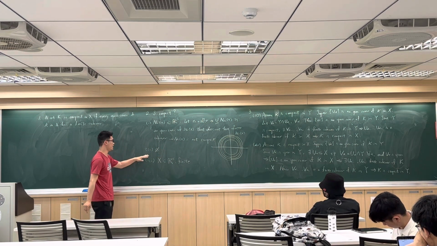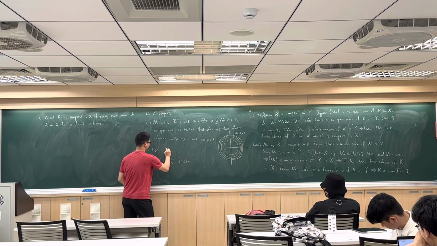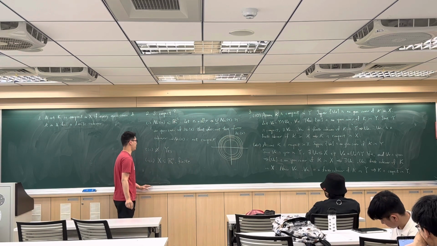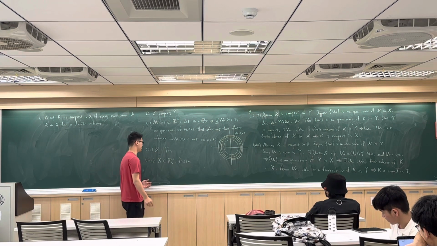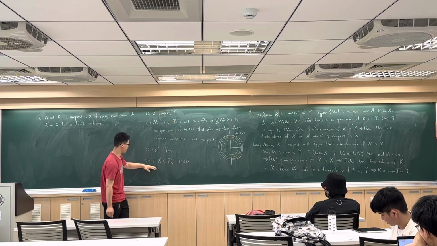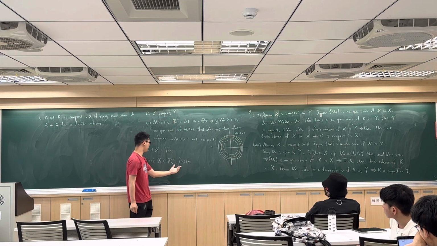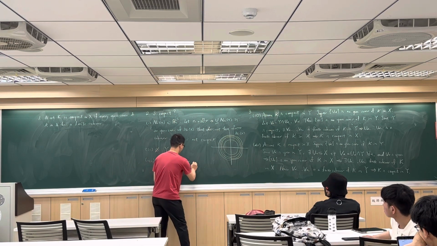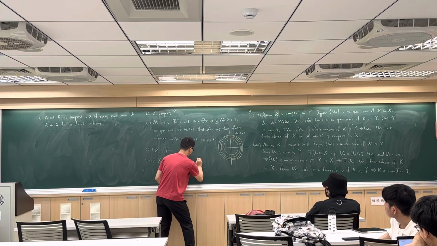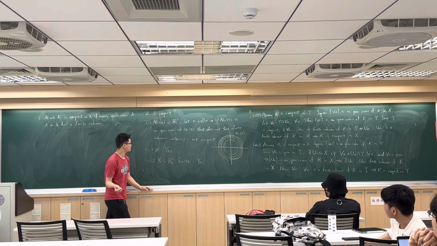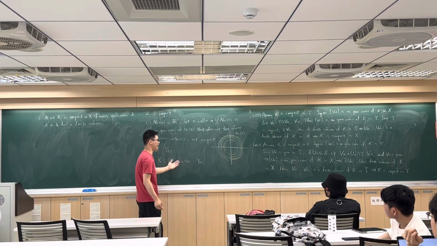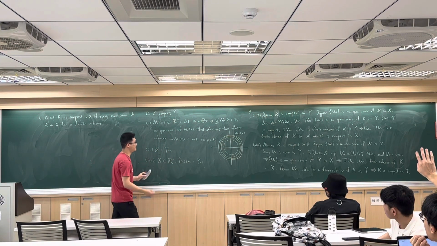Also, the second one, the empty set. Yes, this is compact because every open cover of the empty set has a finite subcover. The third one is a finite set in R^5. So this is yes, because every finite set is a compact set. Or you can use Heine-Borel, something like that.